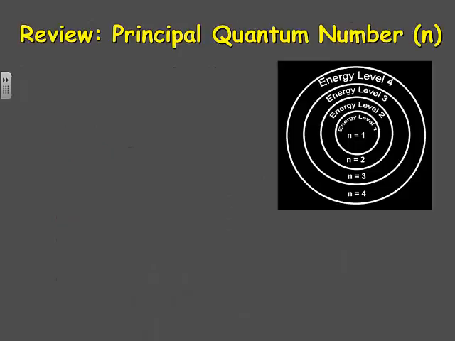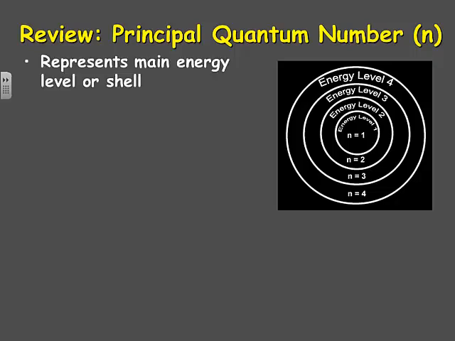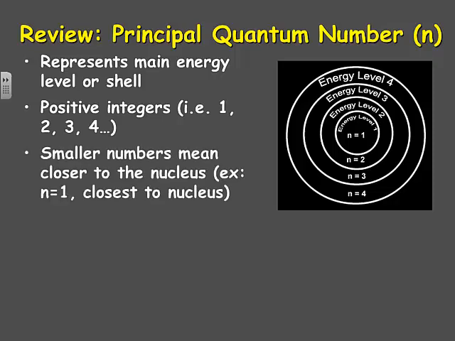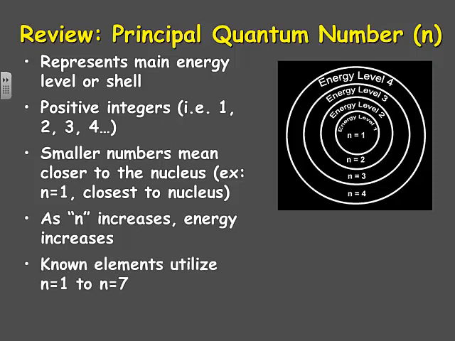So to review, our most general piece of information is the principal quantum number. It represents the main energy level or shell. It's only a positive integer such as 1, 2, 3, 4, 5, etc. Smaller numbers tell you that the electron is located closer to the nucleus. As n, the principal quantum number, increases, the energy of that level increases as well. And our known elements use principal quantum levels from 1 through 7 only.